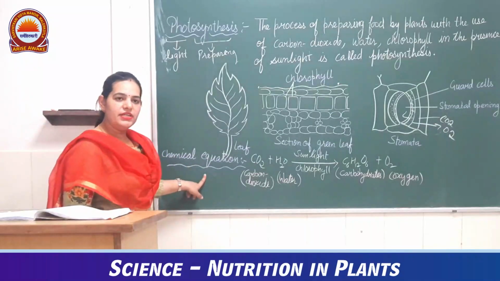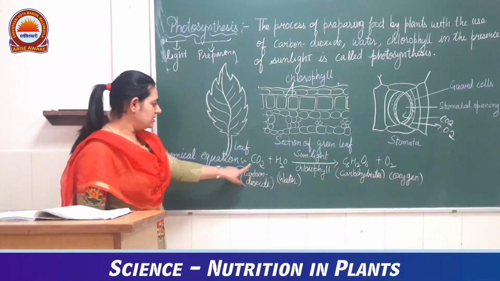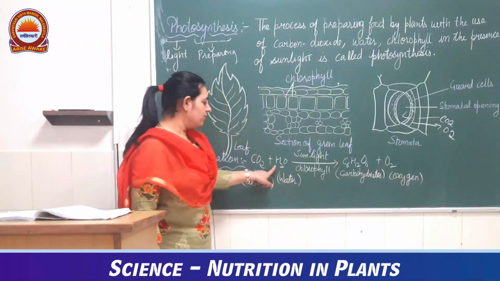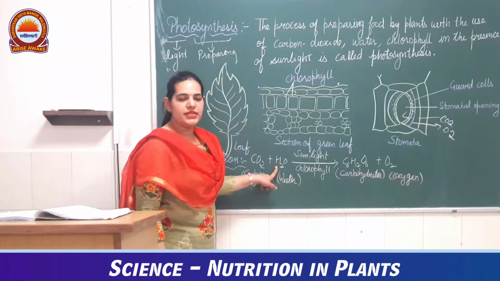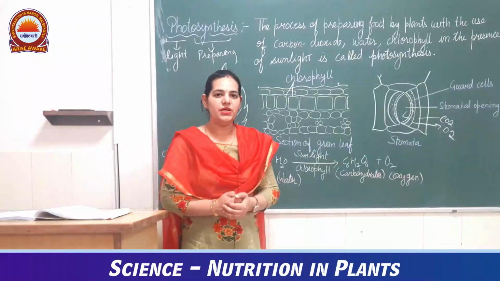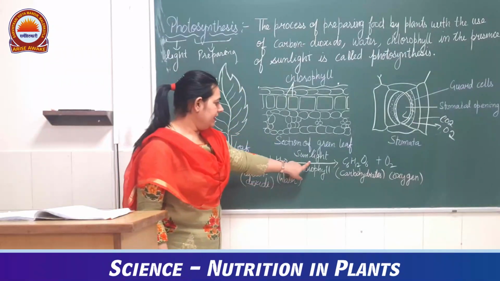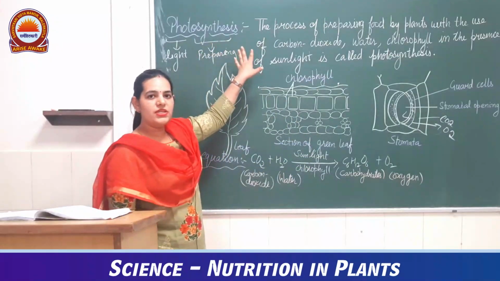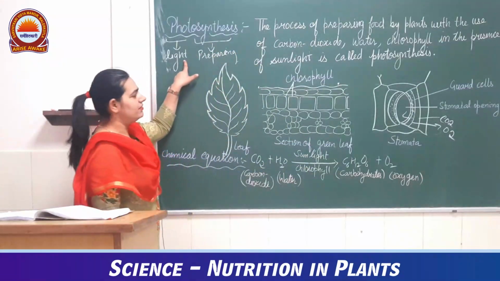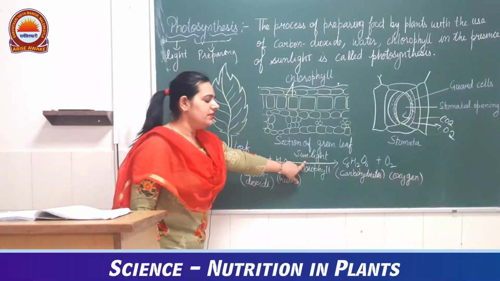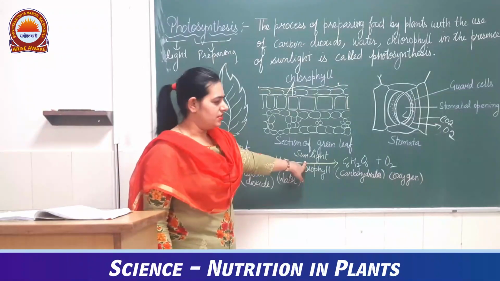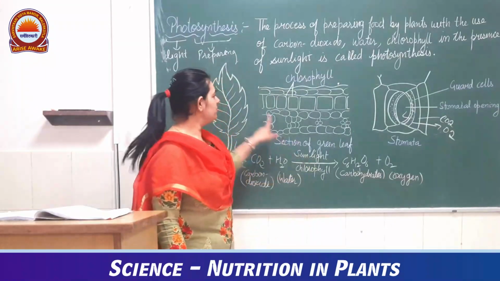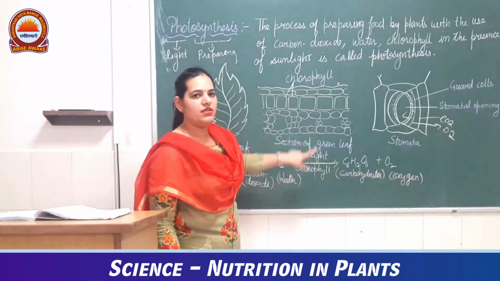Here I have written the chemical equation of photosynthesis: CO2, carbon dioxide, which enters through the stomata, and water. From where do plants take water? Plants take water from the soil, and here, in the presence of sunlight. All this process of photosynthesis takes place only when there is light. Light means when sunlight is present. And in the presence of chlorophyll, which is present in the leaves, it is a green colored pigment.